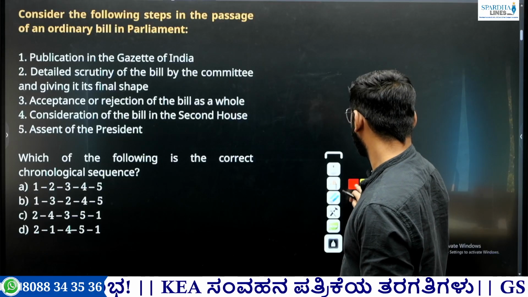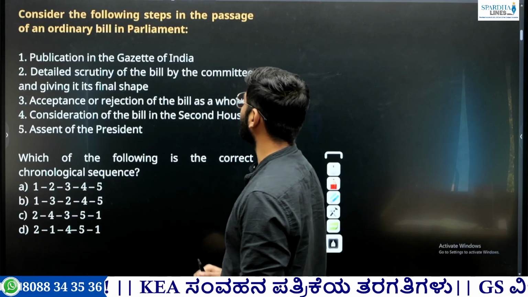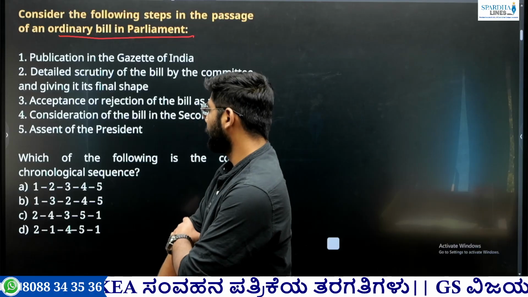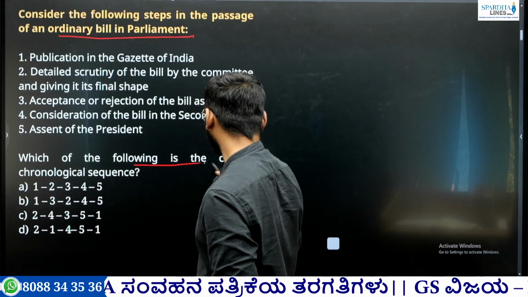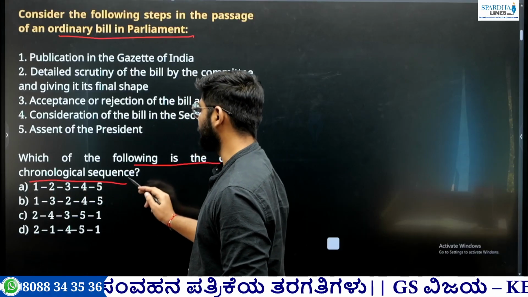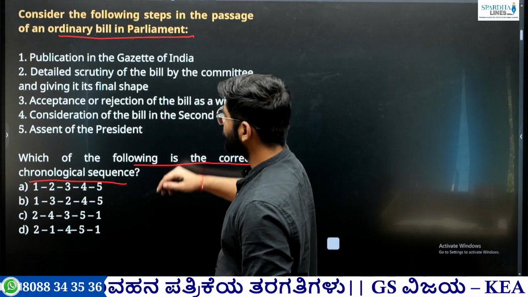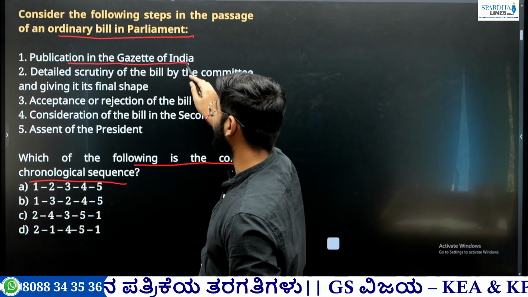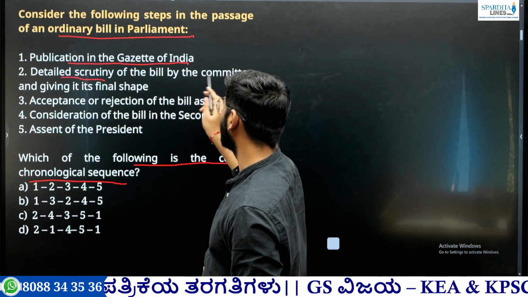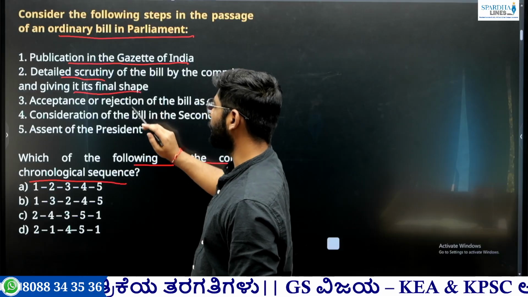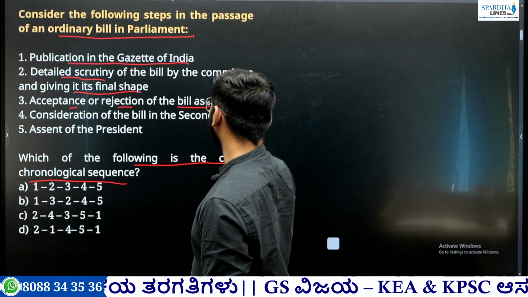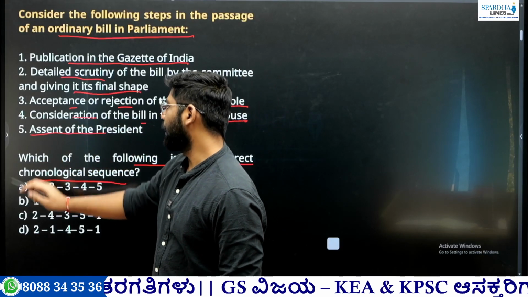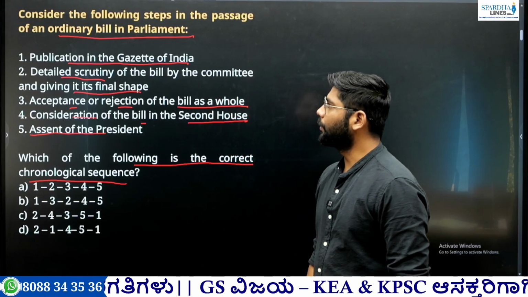This question says: consider the following with regard to the passage of an ordinary bill in the Parliament. They are asking which of the following is the correct chronological sequence. Let me know which comes first and which comes last. The first is publication in the Gazette of India, then detailed scrutiny of the bill by the committee and giving it final shape, then acceptance or rejection of the bill as a whole, then consideration of the bill in the second house, and last is the assent of the president. Let me know which one is correct here.